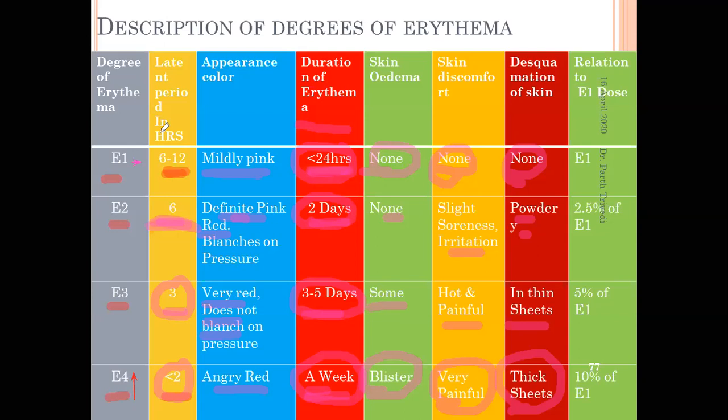Okay, so if the erythemal reaction is going to come in 6 to 12 hours in E1, it will stay till somewhere around 24 hours, for one day. E2, it will come in 6 hours. It will stay for 48 hours, that is 2 days. E3, it will come in 3 hours. It will stay for 3 to 5 days, that is probably till a week. And E4, it will come in 2 hours and it will stay for a week somewhere around. So that is why, based on this duration of erythema, we are supposed to progress.